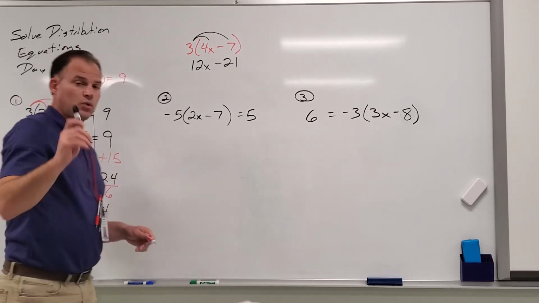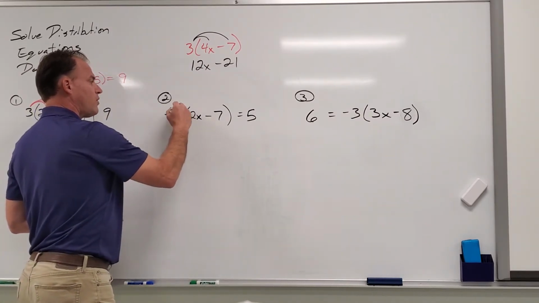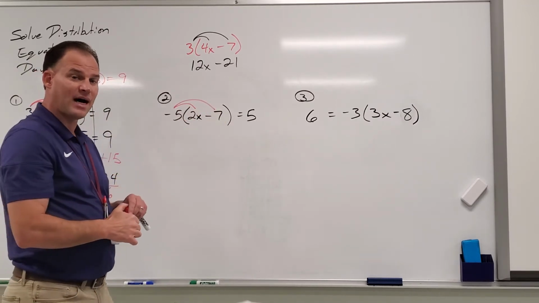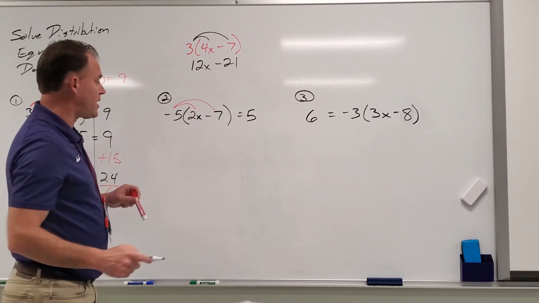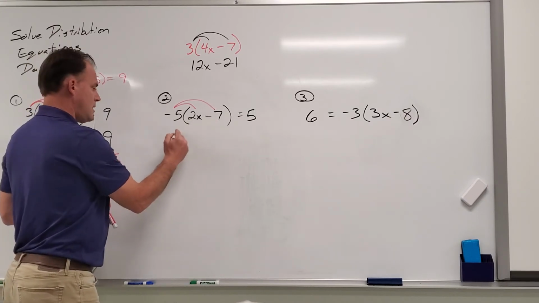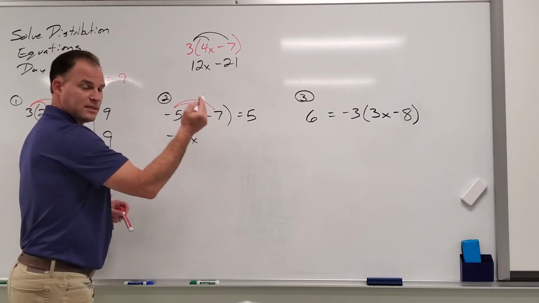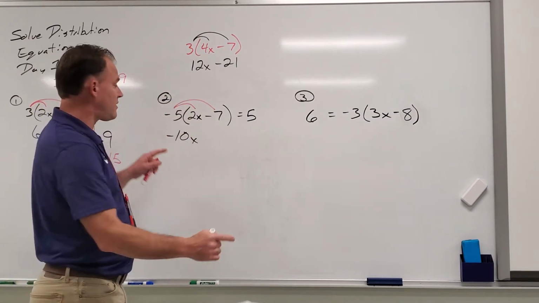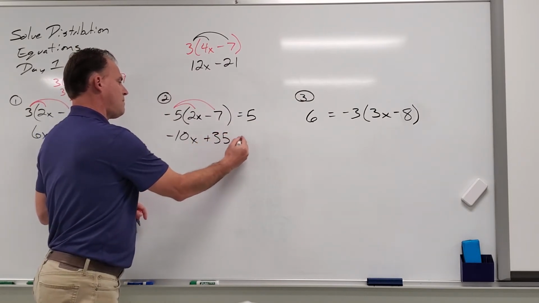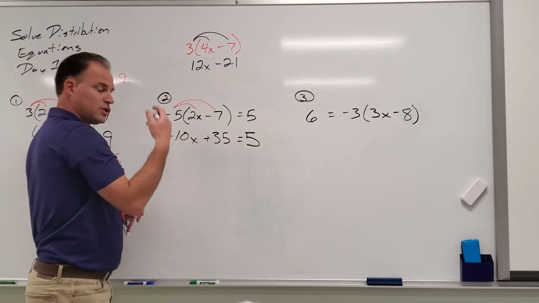Here we go. Told you to be careful with negative numbers. I got a negative 5 out front here. I'm going to distribute the negative 5. So be careful when you're multiplying your negatives. This times this, negative 10x. What is negative 5 times the minus 7, or the negative 7? Positive 35. 5 hasn't changed.